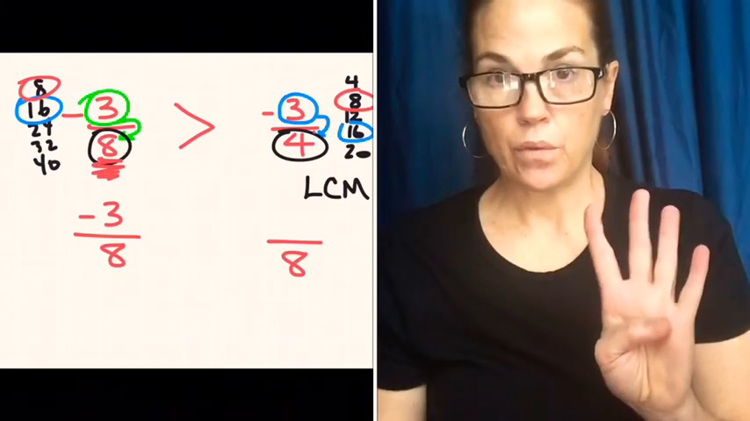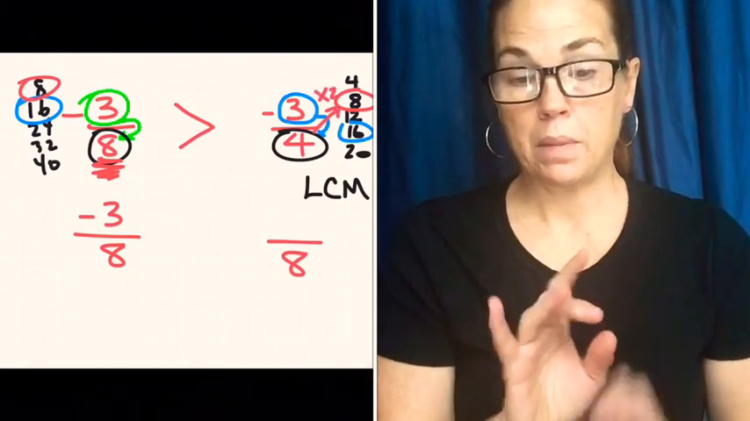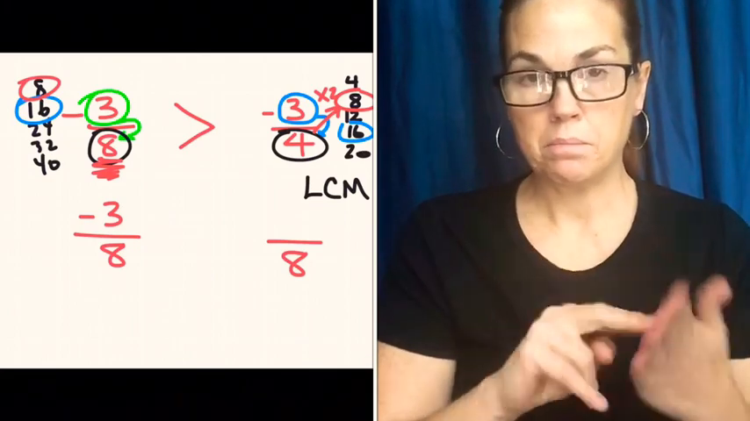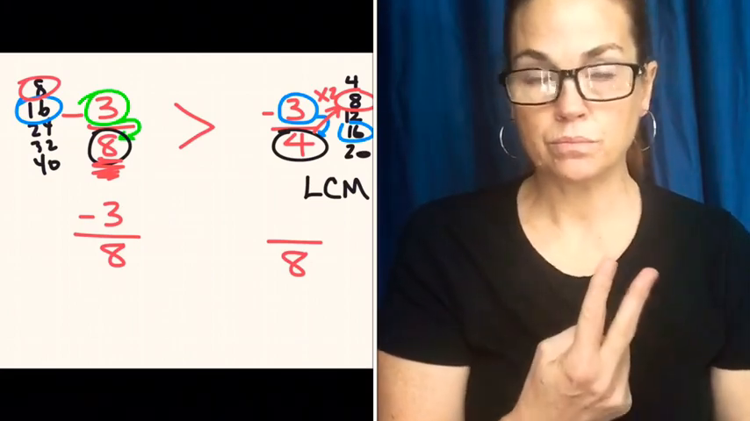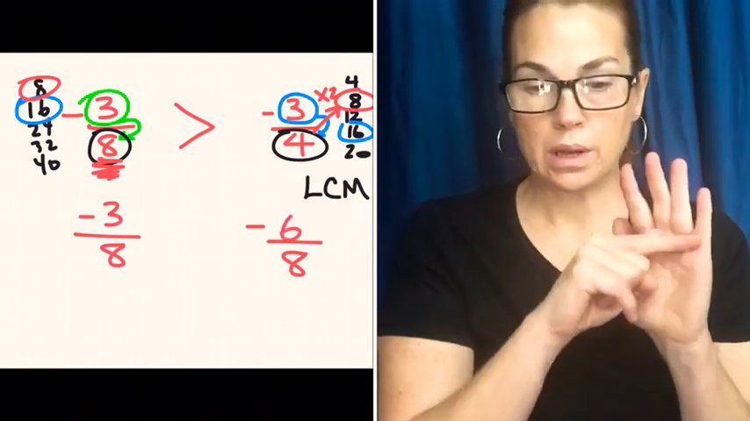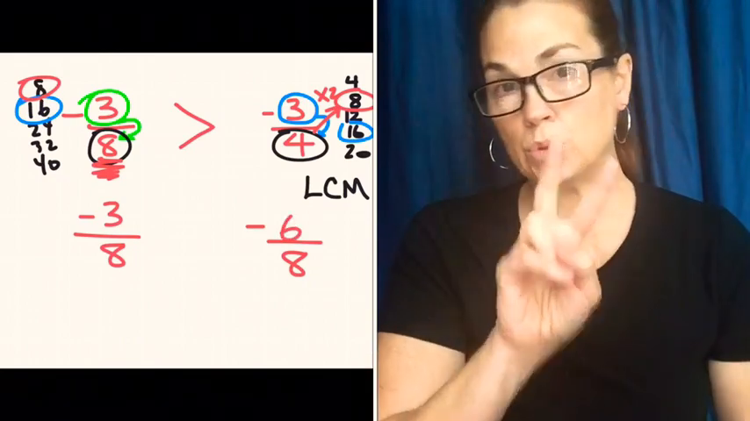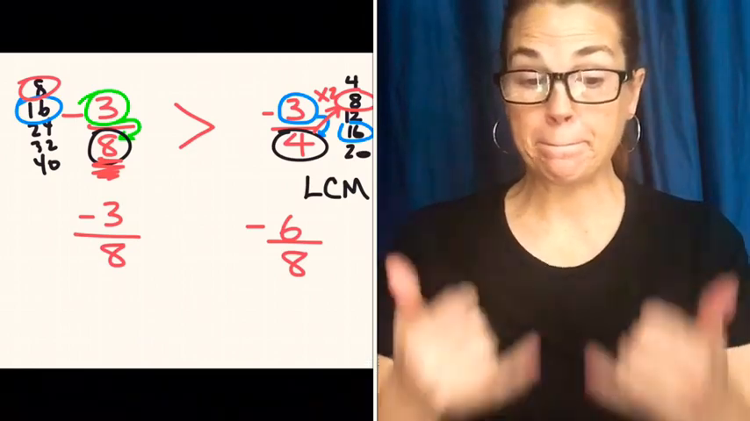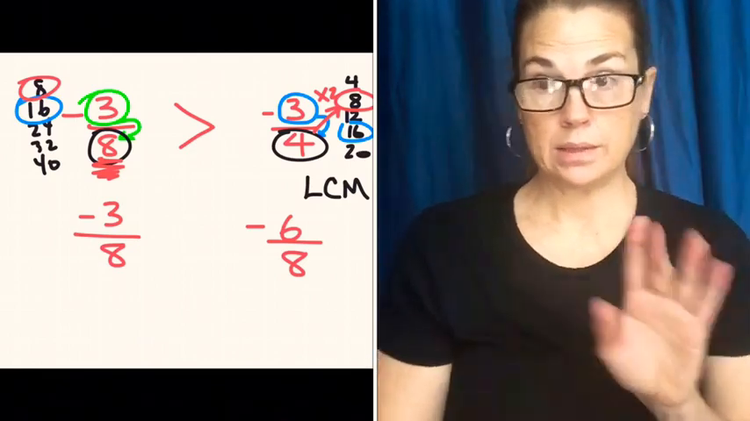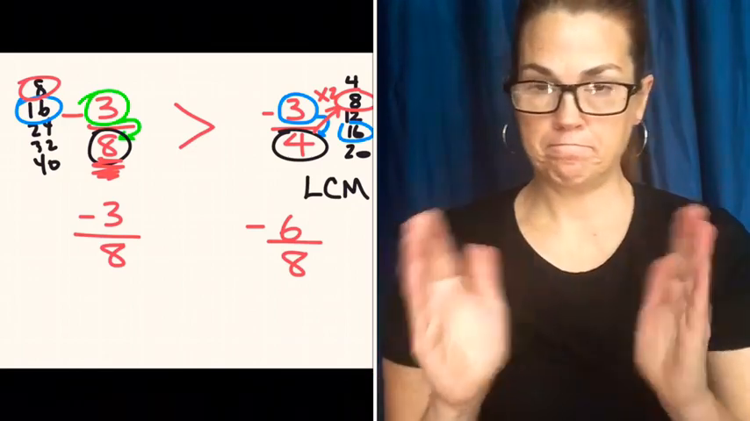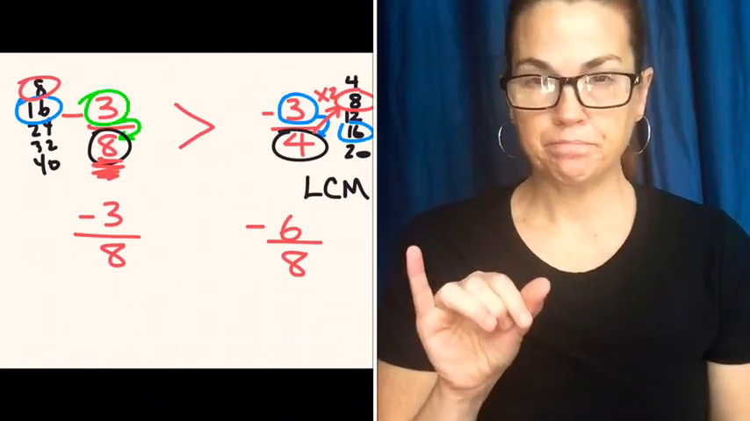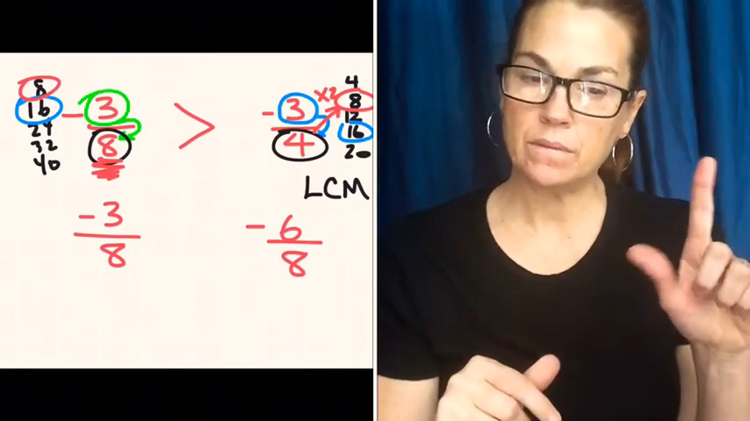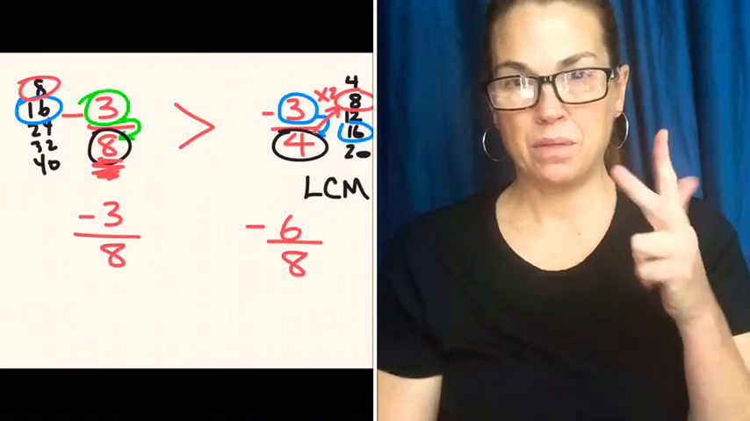So -3/8 stays the same since its denominator was already 8, and -3/4 changes its denominator to 8, and to go from 4 to 8, I multiplied by 2. So if I did that to my denominator, I need to do it to my numerator. Negative 3 times 2 is negative 6. So now negative 3/8 compared to negative 6/8. Negative 6/8, that's more negative, which means it's going to be left, right? More negative means less. That means it's further left on the number line.